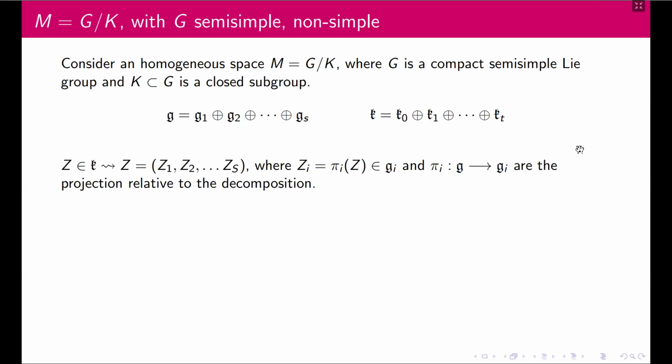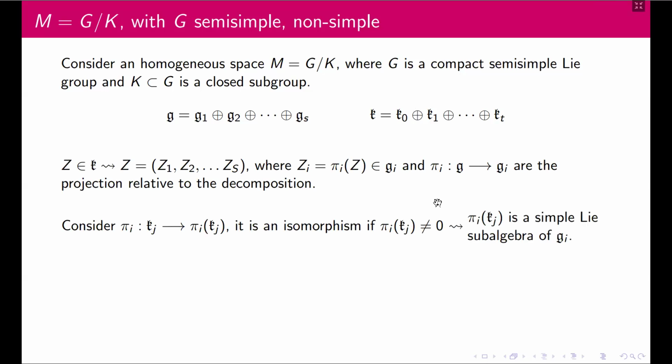Each Z in the Lie algebra K, we can see as a vector of S components, where each Z_y is the projection of Z into G_y, considering this fixed decomposition. So, if we restrict this projection to K_j, we obtain that it is an isomorphism as soon as the image is different than 0. So we have that P_y K_j is a simple subalgebra of G_y.